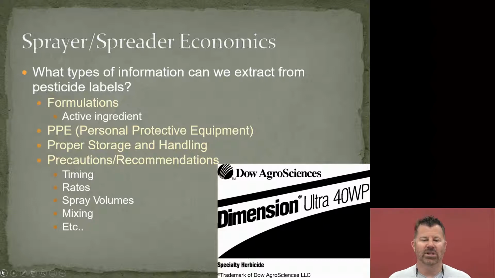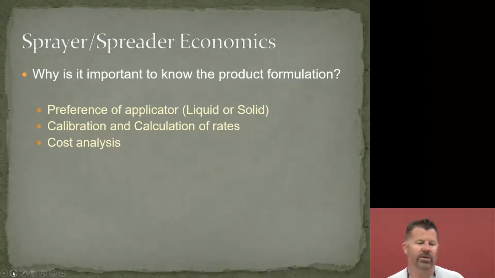What types of information can we extract from these pesticide labels? The formulations, the active ingredient, the PPE we need to wear, the proper storage and handling, and then the precautions and recommendations, timing, rates, spray volumes, mixing, etc. That timing's a big thing too. Hey, you may not want to put it out too early in the year, or you may not want to put it out later in the year when temperatures are warming up. All that information we find in our labels.